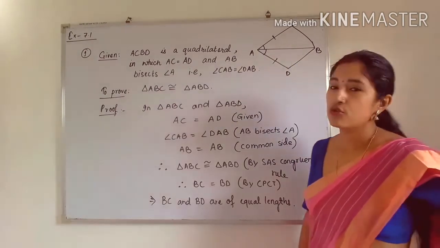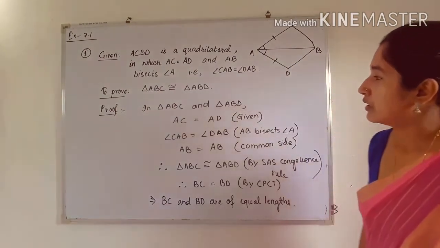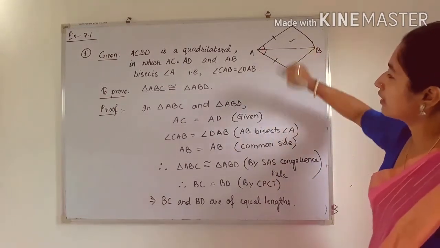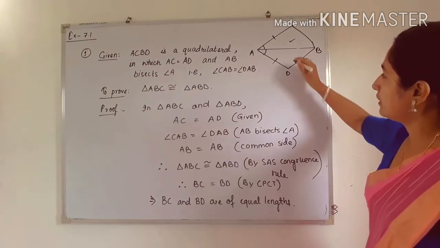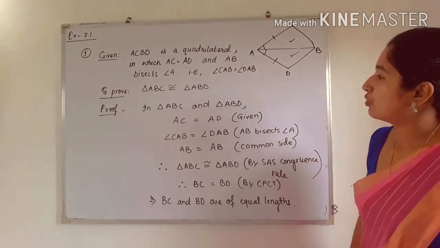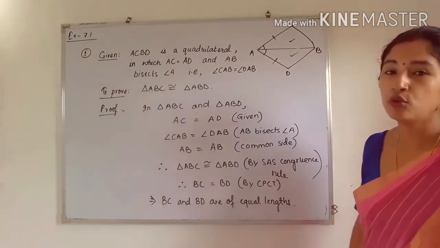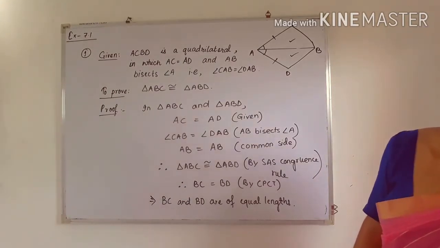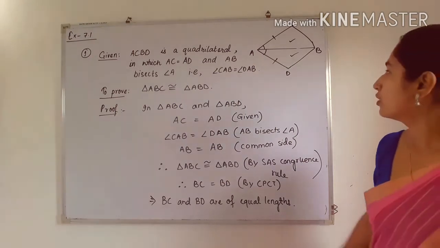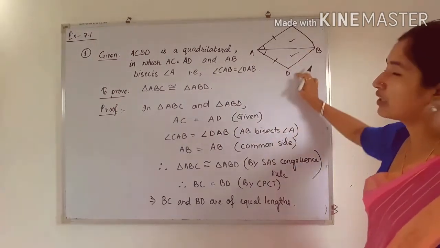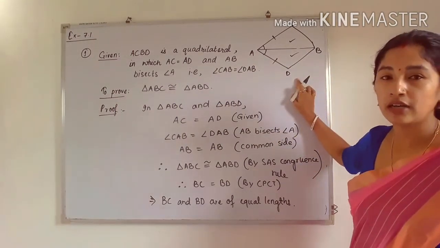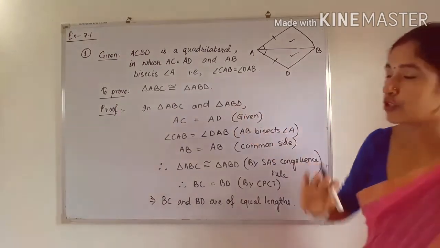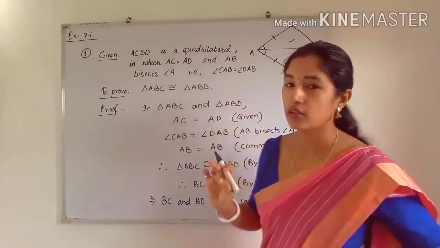Okay. So next, what we have to prove? See, we have to prove that triangle ABC, that means this triangle, is congruent to triangle ABD, that means this triangle. Okay, so this we have to prove here. And another thing, it is given in the question: what can you say about BC and BD? That part also we have to write in the proof part. So next, our solution, that is, we have to write the proof.